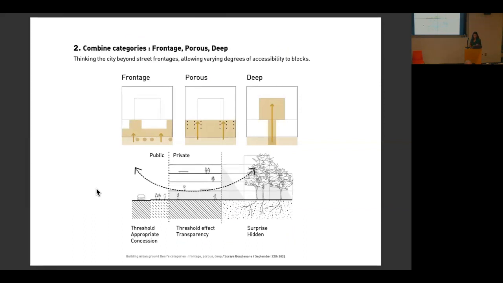This painting was a great source of inspiration for us, and it has enabled us to define spatial categories of the urban ground floor. We organized them into three categories. First, the frontage, second, the porous, and after, the deep. They all have different relations with the streets, and I'm going to explain them.